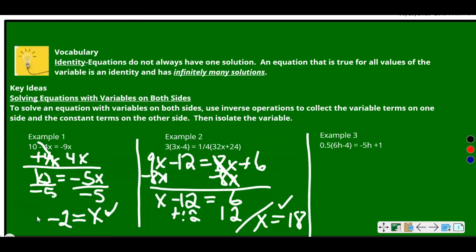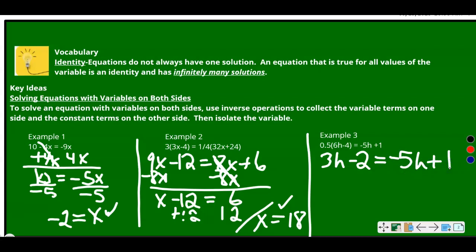All right, example 3, we have 0.5 times 6h minus 4. Remember, 0.5 is the same as 1/2. So what's half of 6? Half of 6 is 3, so 3h. Again, we're using distributive property. 0.5 or 1/2 times -4. What's half of -4? -2. And then bring down everything on the right side.